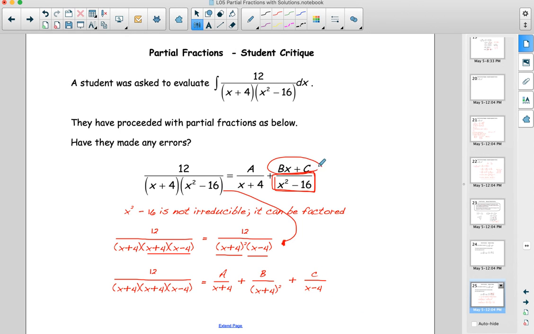If you want to, you could actually completely finish this off and integrate it. You can find the solutions to that online. I haven't done that here because they didn't ask us to. They just asked if there were any errors. All right, that takes us to the end of Lesson 5, Partial Fractions.